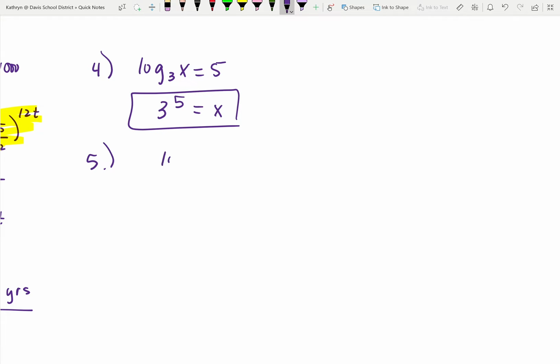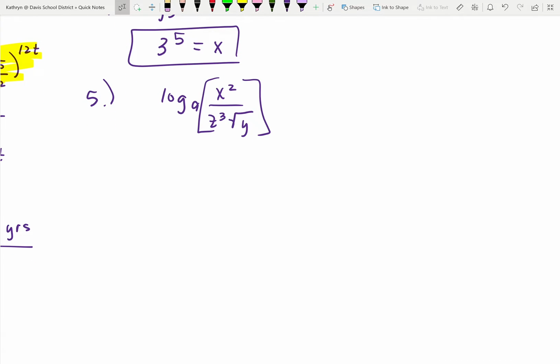So they give you this expression at the end, and they want you to evaluate it. So I want you to remember that when you do this, the first step is to fully expand and then substitute those values in. Okay, so when I expand this, it's log base a of x to the second.